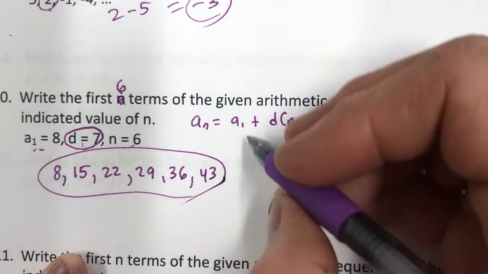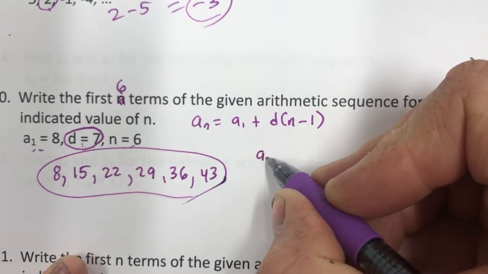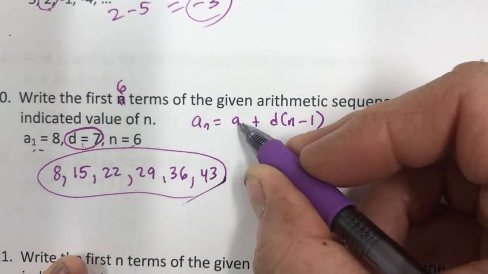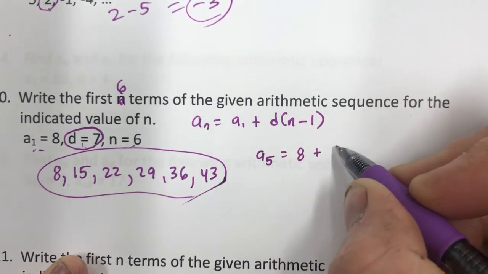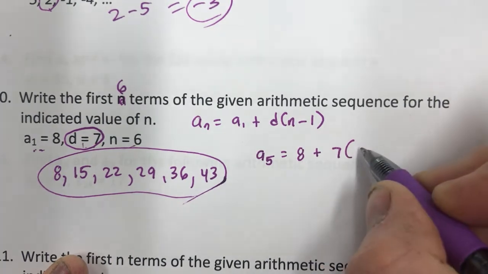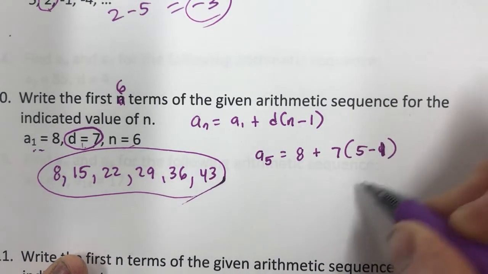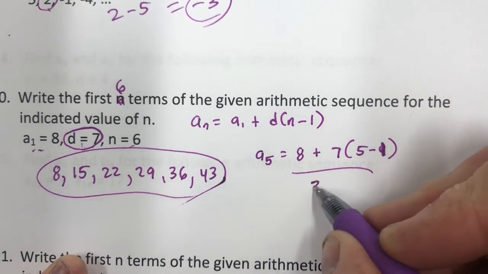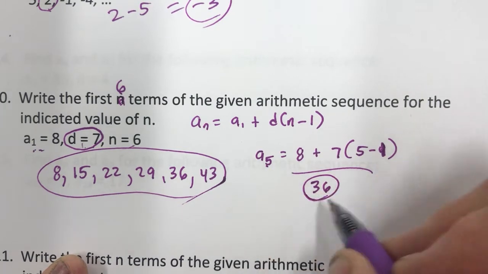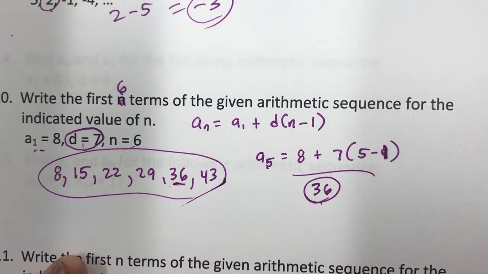Or we could have done this, like a sub 5. It would be the first term, which is 8, plus my d, which is 7, times 5 minus 1, which is 4. I can just type this in, which would be 36. So see, the 5th term is 36. 1, 2, 3, 4, 5. See there, the 5th term is 36.